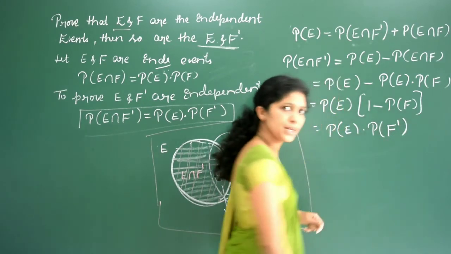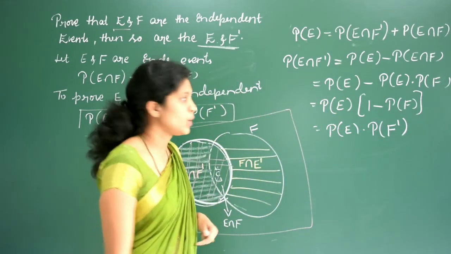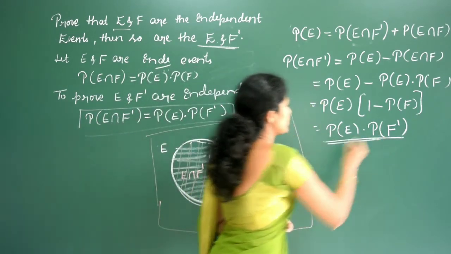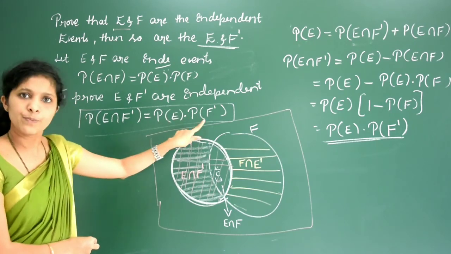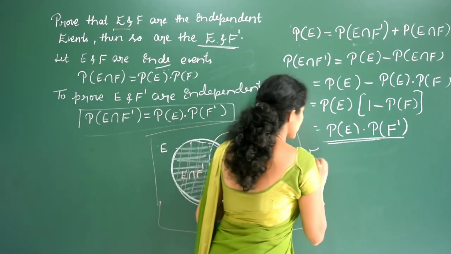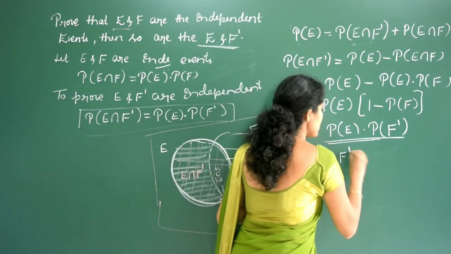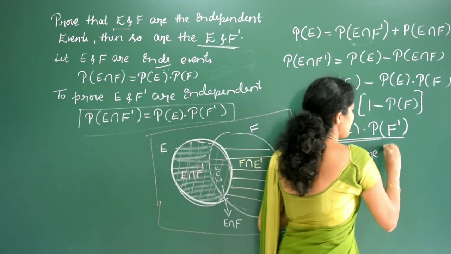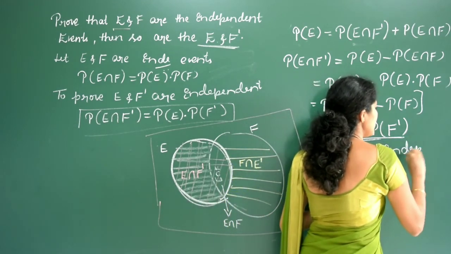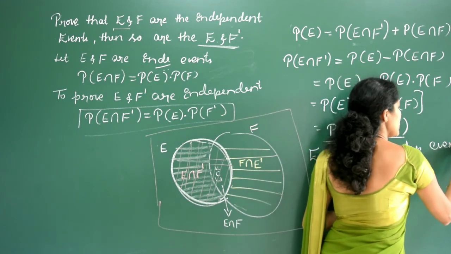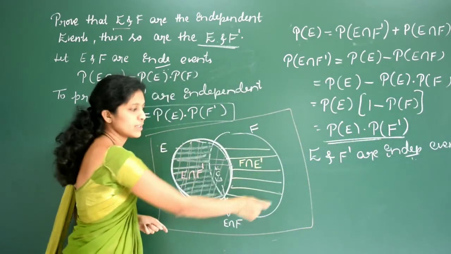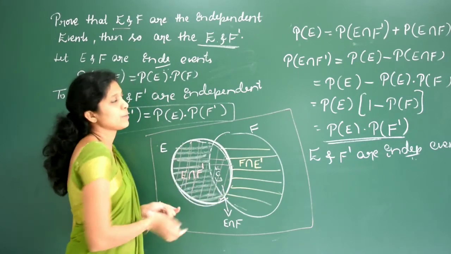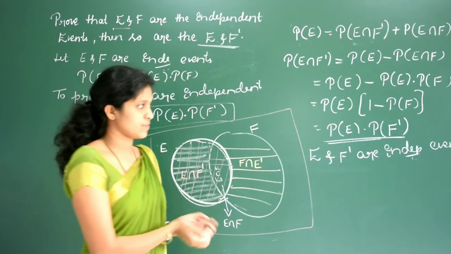1 minus P of F will be equal to P of F dash. So we proved P of E intersection F dash is equal to P of E into P of F dash. By this we can say that E and F dash are independent events. If you want to prove that E dash and F are independent, then you have to consider this. Similarly, we can prove that E dash and F dash are independent.